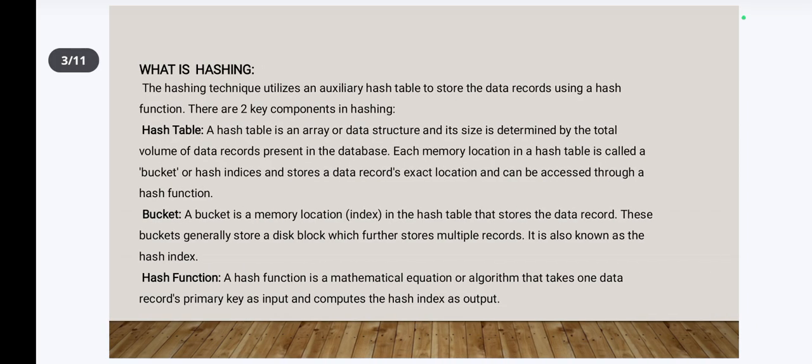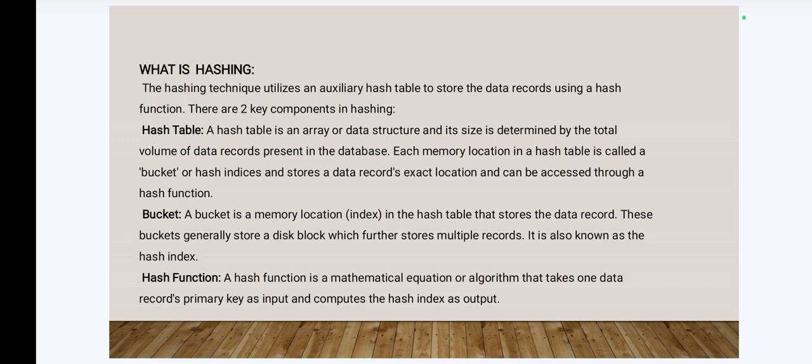What is hashing? The hashing technique utilizes an auxiliary hash table to store the data records using a hash function. There are two key components in hashing. First one is hash table. A hash table is an array data structure and its size is determined by the total volume of data records present in the database. Each memory location in a hash table is called a bucket or hash indices and stores a data record's exact location and can be accessed through a hash function.